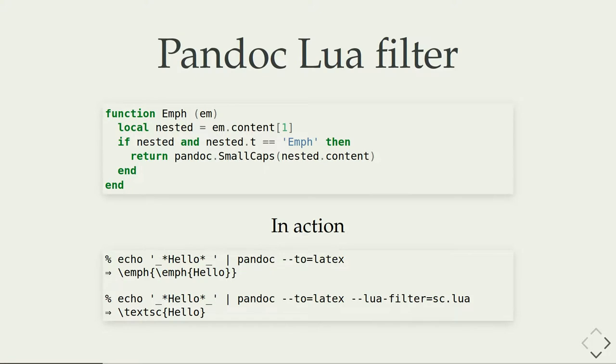Below you see how this works in practice. If you put underscore star a word star underscore into Pandoc and convert it to LaTeX, you get these nested emphases. But if you also use the filter above, then suddenly the whole thing is turned into small caps, which is exactly what we want. And as you can imagine, this is immensely useful.